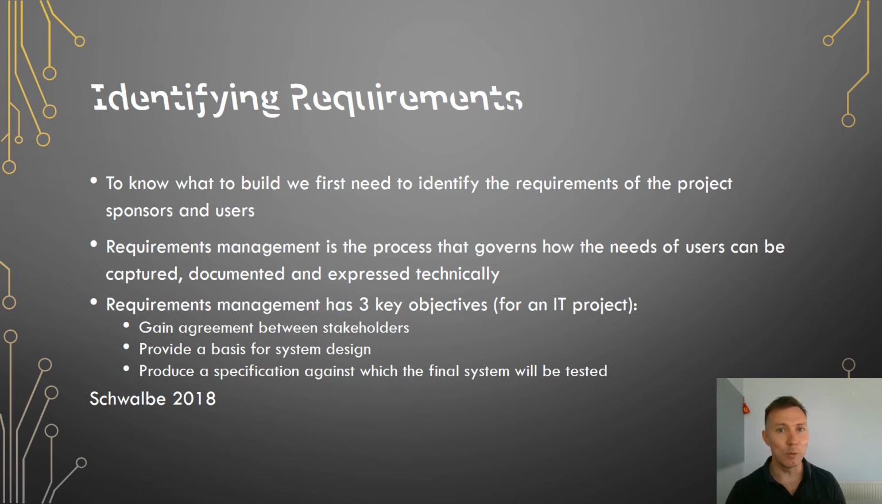Project requirements will come from the project sponsors and the users, and often a bunch of other stakeholders too. Collecting, documenting, prioritizing, and sharing requirements is called requirements management. We have three key objectives for this process. We want our stakeholders to agree on what they want. We want to know what the system needs to do, and we want formal specifications so that we can test the final system does what our clients wanted it to do. There's a lot more about requirements in the next video.